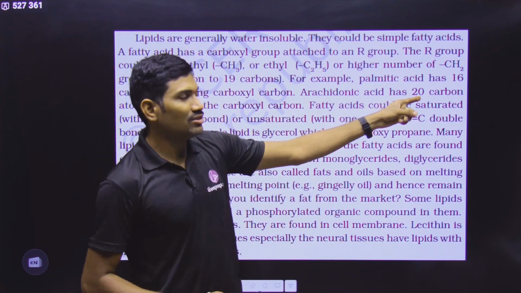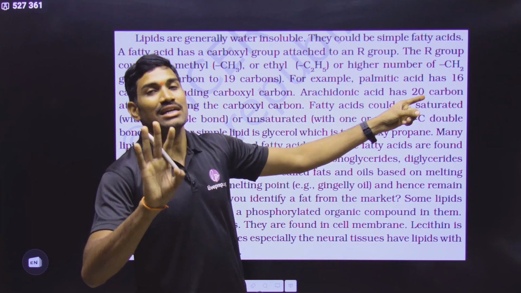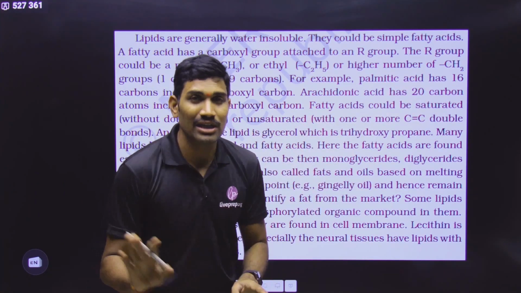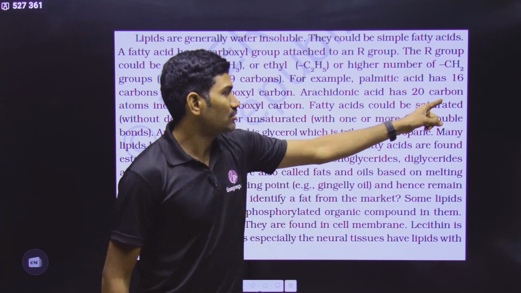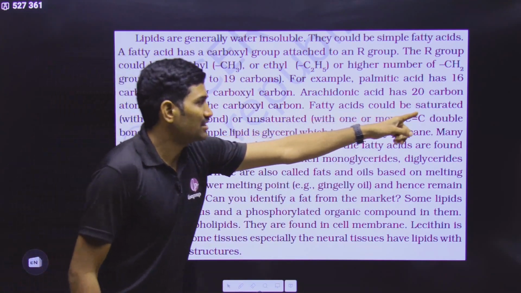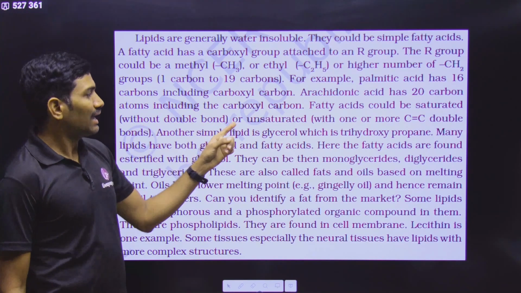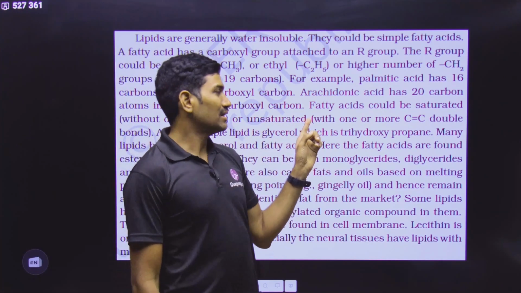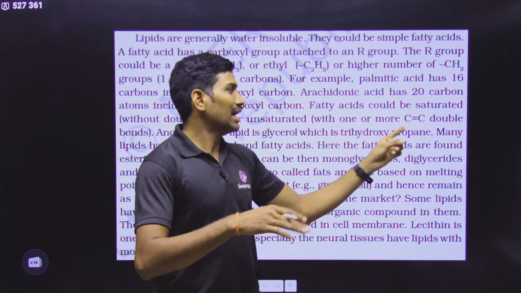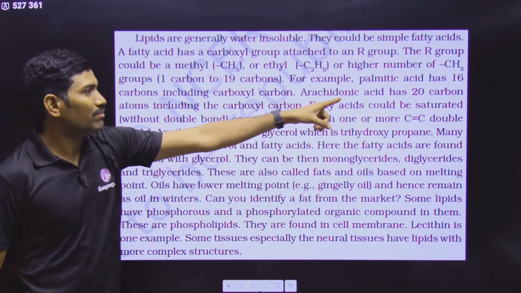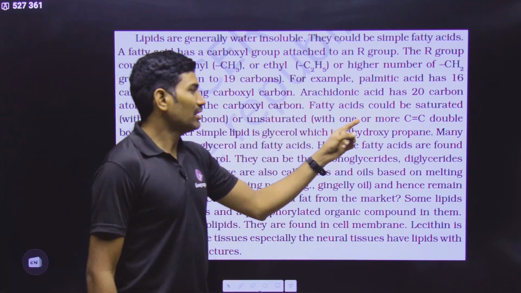And how many unsaturations are present in this? 4 unsaturations, 4 double bonds are present. But palmitic acid is saturated, it does not have any double bonds. So please understand this. Fatty acids could be saturated or unsaturated. Saturated means without double bonds, while unsaturated means they have one or more carbon-carbon double bonds. An example of a saturated fatty acid is palmitic acid.